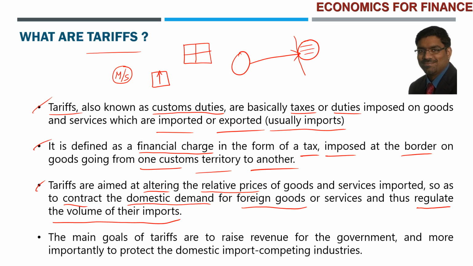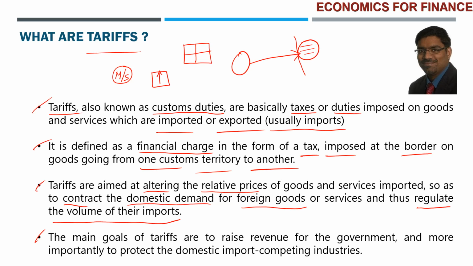So that is why, when other businesses are selling their goods and services to us at a cheaper price, what we can do is levy customs duty or tariff on those goods and services, so that the prices of those goods and services become higher and the domestic demand for such foreign goods becomes lesser and lesser, so that we can regulate the volume of such imports. That is the major objective of tariffs, a very important point.